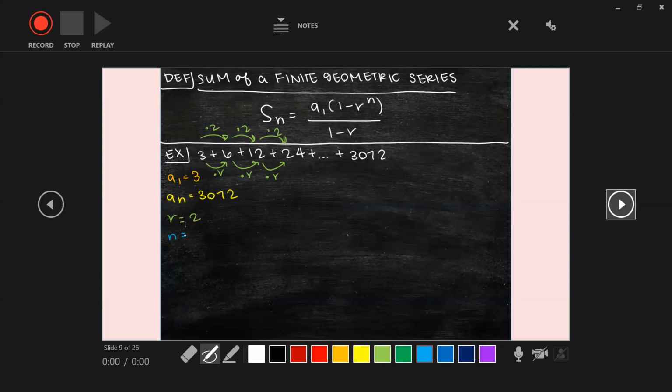So what's my n? Do I know what my n is? No. So I need to find it. If you remember, when we were finding the sum of a finite arithmetic series, we used the explicit formula for an arithmetic sequence. Now we're going to use the explicit formula for a geometric sequence. So let's do that. This is going to require a bit of review. But could we just divide 3072 by 2 to get the answer?